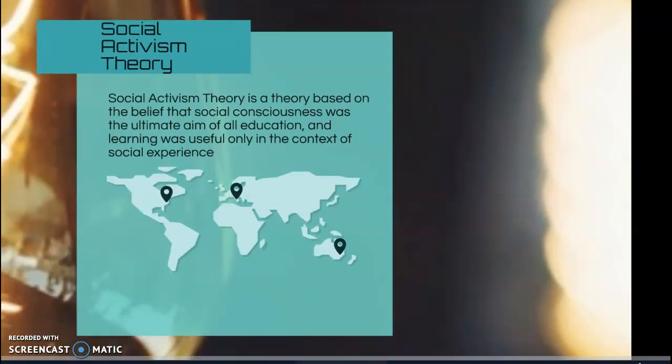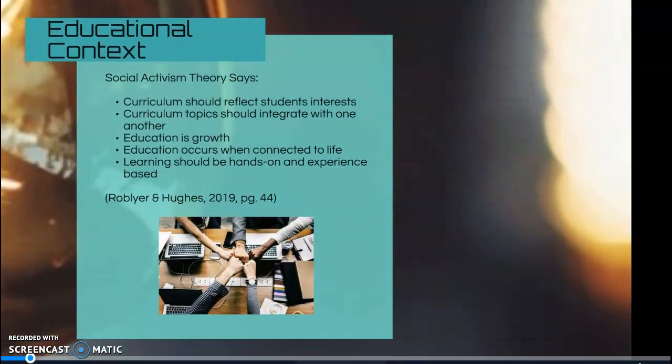The social activism theory tells us that this is a theory based on the belief that social consciousness was the ultimate aim of all education, and learning was useful only in the context of social experiences. The theory also tells us that curriculum should reflect students' interests. Curriculum topics should integrate with one another. Education is growth. Education occurs when it is connected to life, and learning should be hands-on and experience-based.